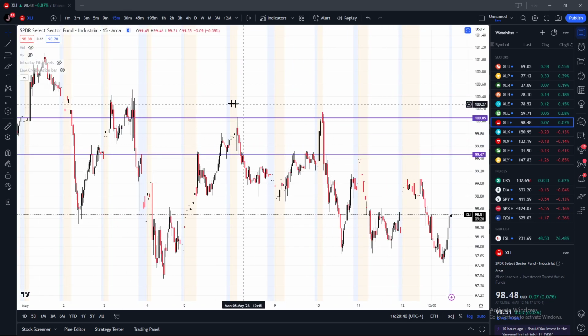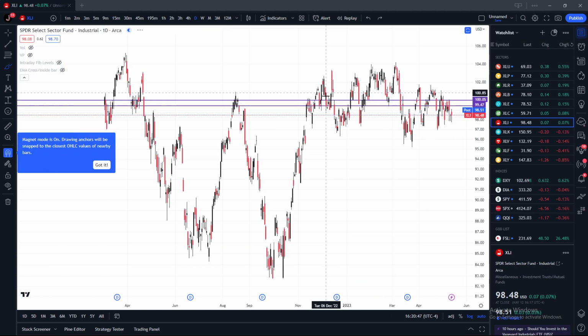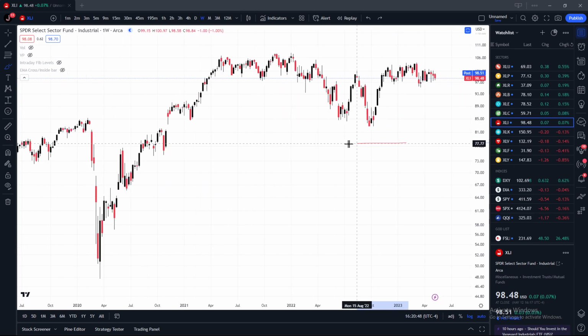In this particular example, this is industrials, right? Look how industrials failed that prior weekly high. This is without even me fibbing. So that is something I also highly recommend you doing.